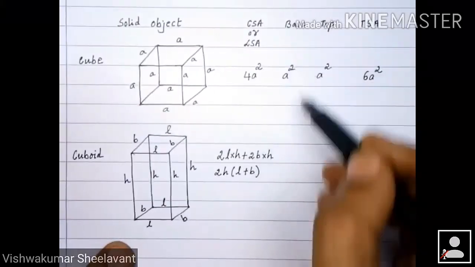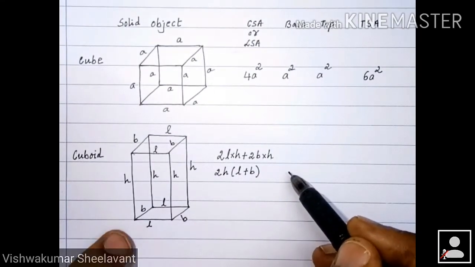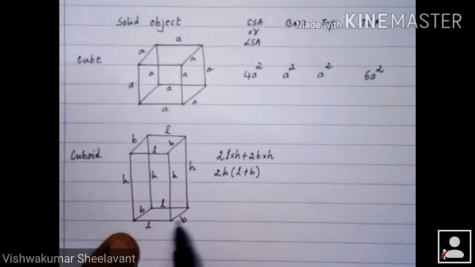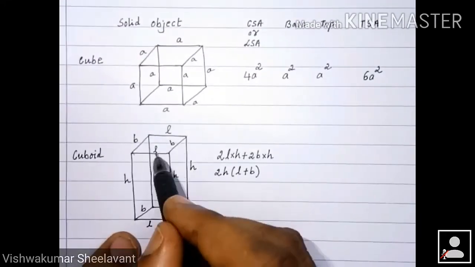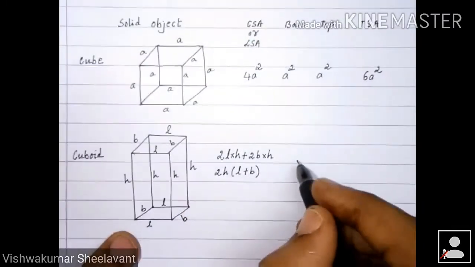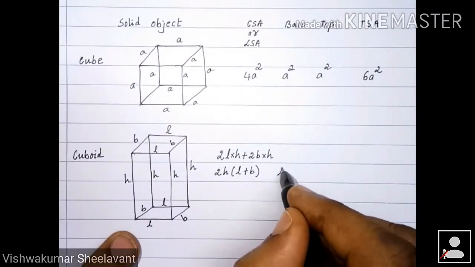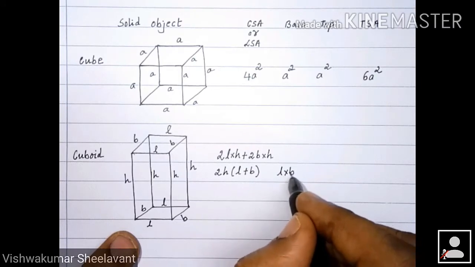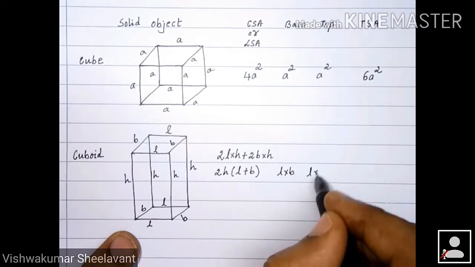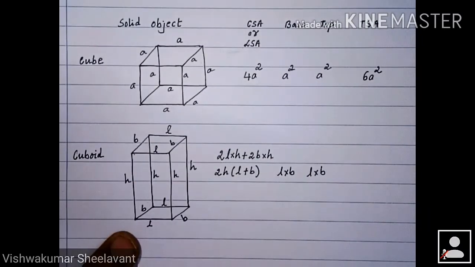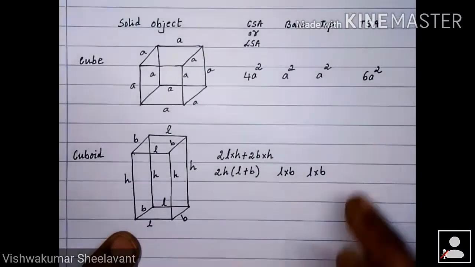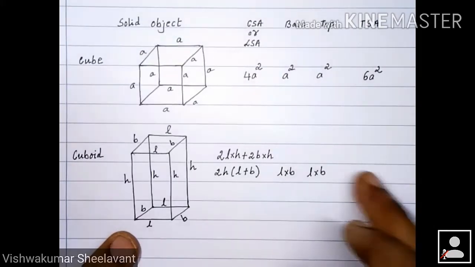What is the base area? Base area is L into B. Top area is also L into B. So base area is L into B. Top area is L into B. We add all these to get the total surface area.